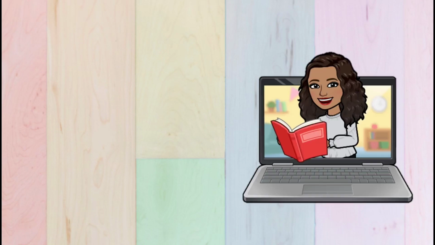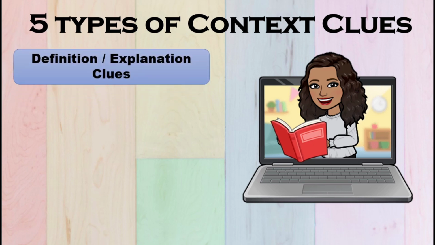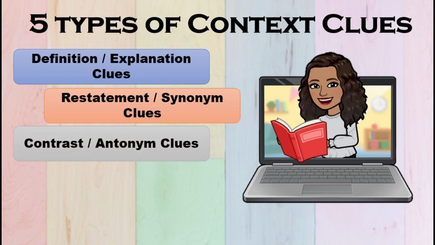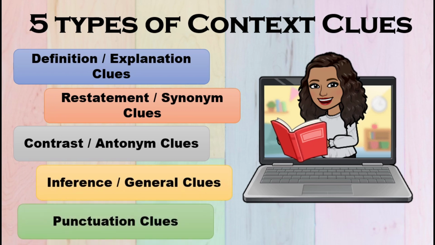There are several different types of context clues. Today, we are going to learn the 5 most common types of context clues. These are the definition or explanation clues, restatement or synonym clues, contrast or antonym clues, inference or general clues, and lastly, the punctuation clues.